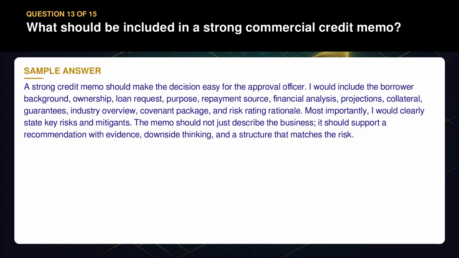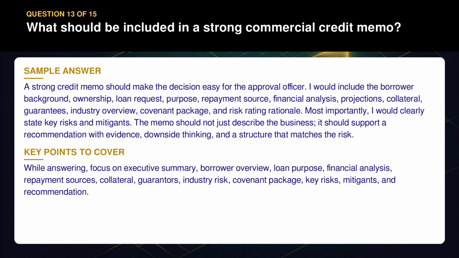I would include the borrower background, ownership, loan request, purpose, repayment source, financial analysis, projections, collateral, guarantees, industry overview, covenant package, and risk rating rationale. Most importantly, I would clearly state key risks and mitigants. The memo should not just describe the business. It should support a recommendation with evidence, downside thinking, and a structure that matches the risk. While answering, focus on executive summary, borrower overview, loan purpose, financial analysis, repayment sources, collateral, guarantors, industry risk, covenant package, key risks, mitigants, and recommendation.